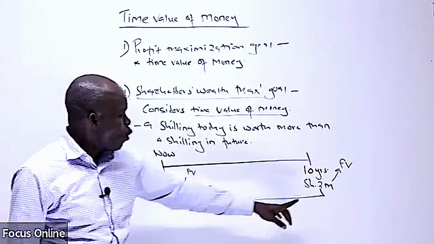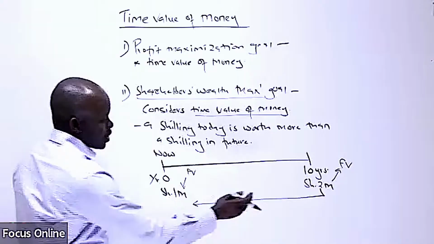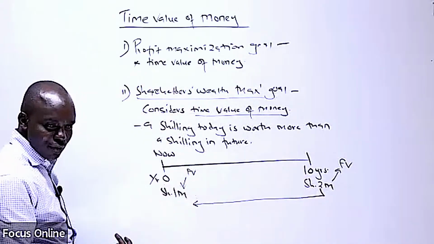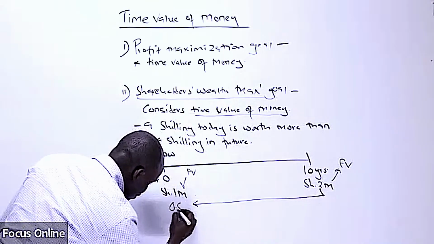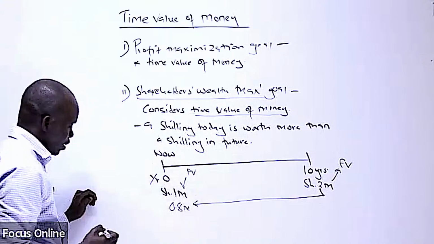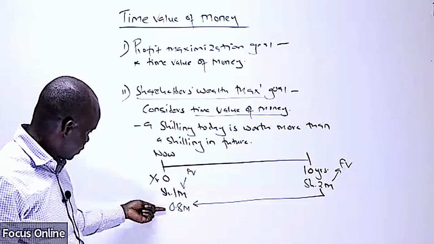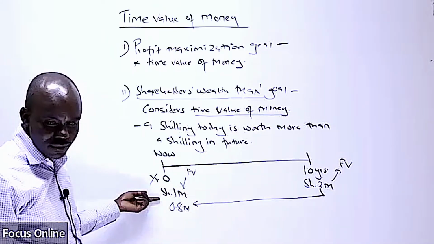So what is this in present value terms? So when you ascertain the present value of these 2 million, that is bringing it in present value form, you may realize that it is 0.8 million. So if it is 0.8 million, you will say, I would rather go for the 1 million shillings today.